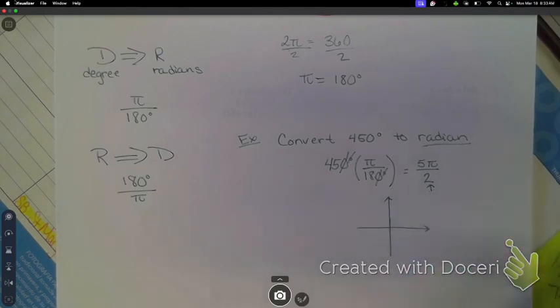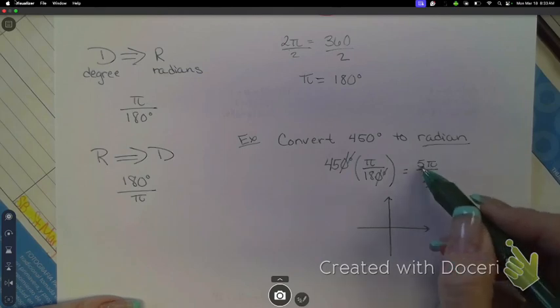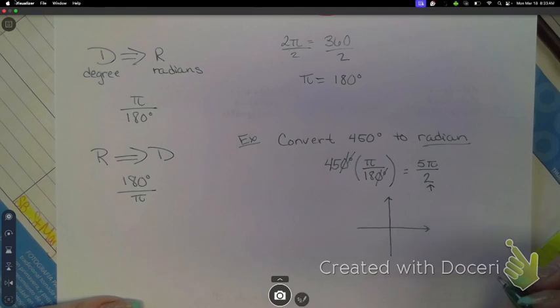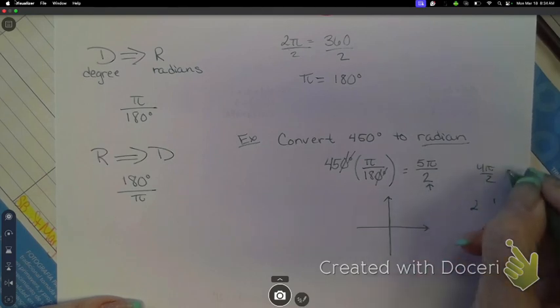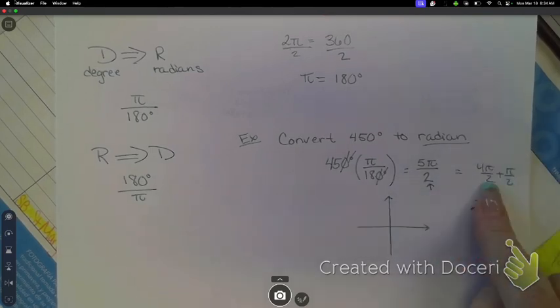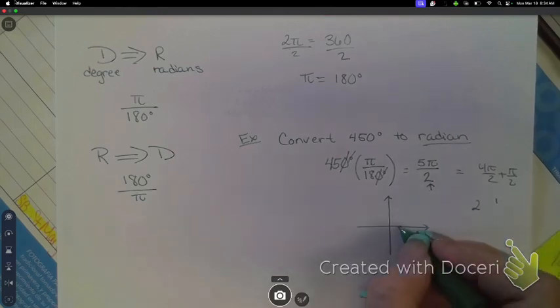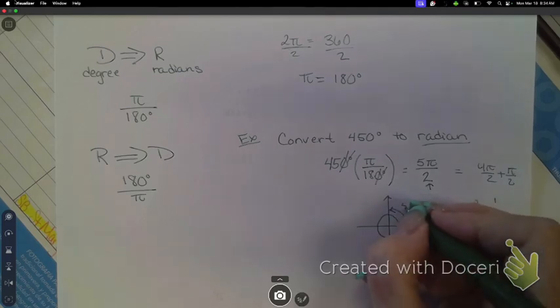And they will say graph or draw or whatever it says, so we need to figure out where it's at. 2 goes into 5 how many times? Twice, with 1 left over. So that would be 4 pi over 2 plus pi over 2, which is 5 pi over 2. That means I go all the way around plus 1 more pi over 2. And that is 5 pi over 2.